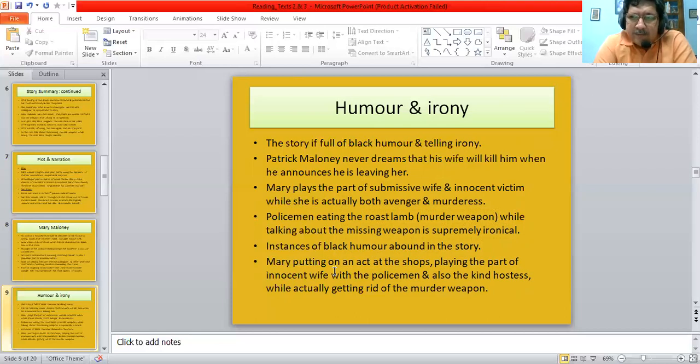So there are lots of instances of black humor in the story. Mary, when she puts on the act at the shops and she buys a cheesecake for dessert, she has actually given her husband his just desserts, playing the part of innocent wife with the policeman, and also the kind hostess, while actually getting rid of the murder weapon. So the story is full of these instances of black humor and irony as well.